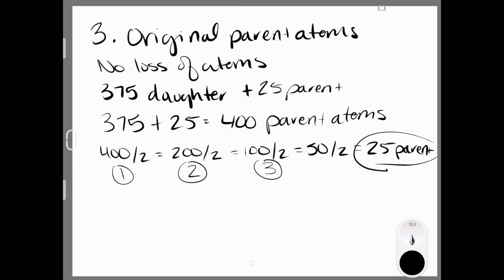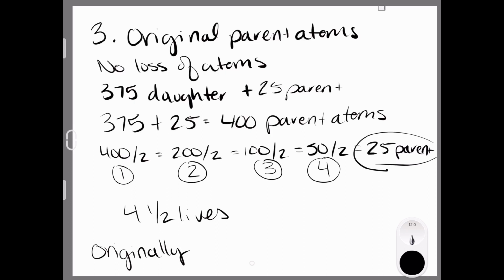Okay, so there they are for you. Okay, so we had to divide by 2 4 times to get whatever we were given, the 25 parent atoms. So this is 4 half-lives, and the original atoms in the sample, or the original parent atoms, were 400.